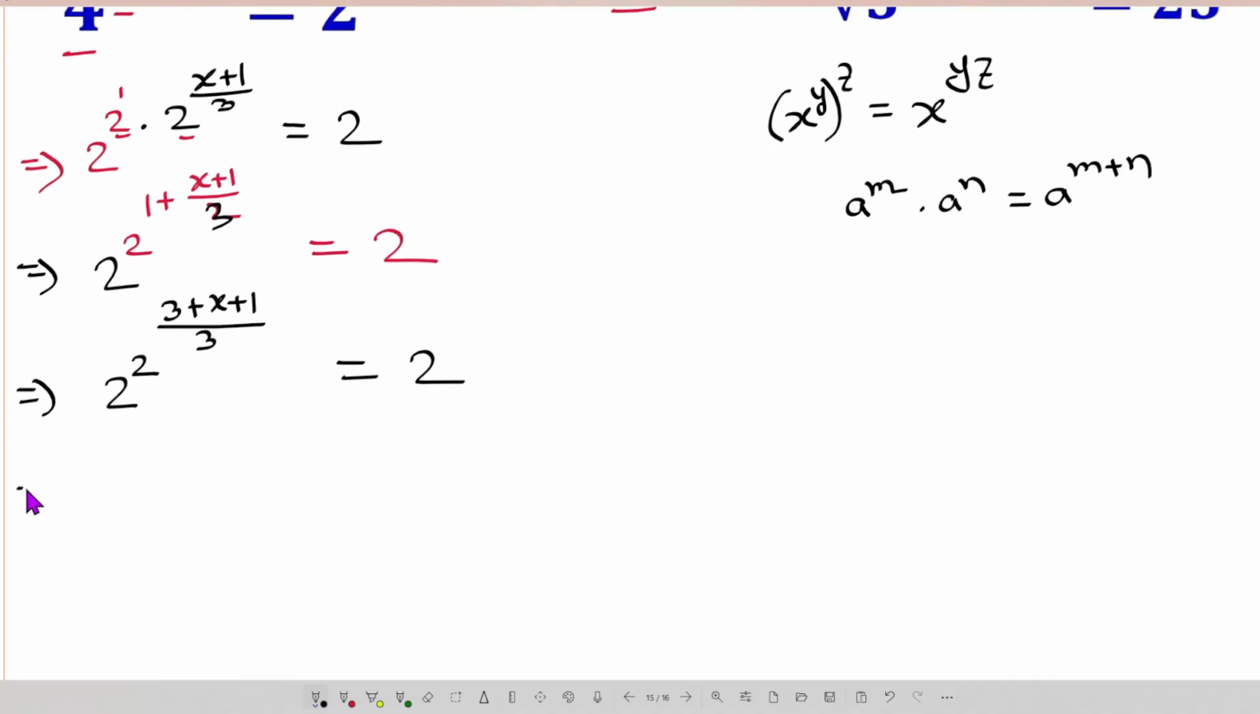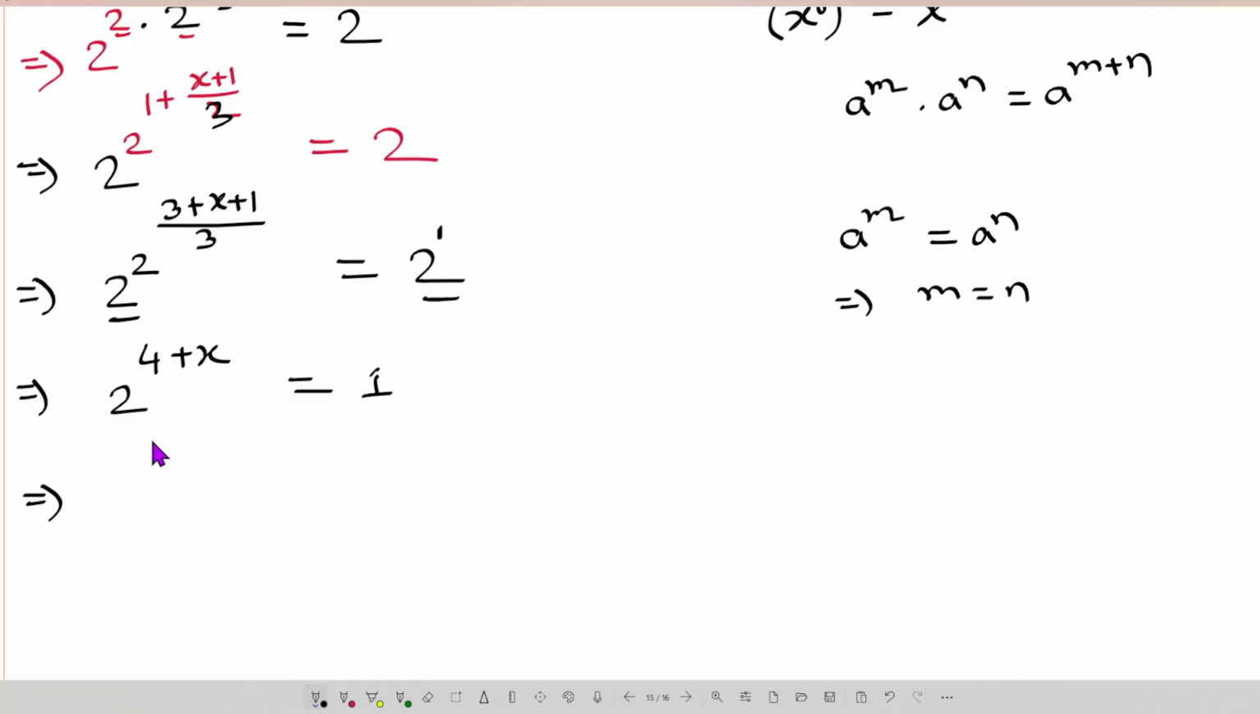Now look, here is also the same base, it means 2. We know once bases are the same, like a to the power m equals a to the power n, that time the powers will be equal, it means m equals n. So these two and these two are similar, so we can write 2 and here is 3 plus x plus 1, it means 3 plus 1 is 4, plus x equals to, bases are same, it means 2 and 2, so here power is 1, we can write here 1.